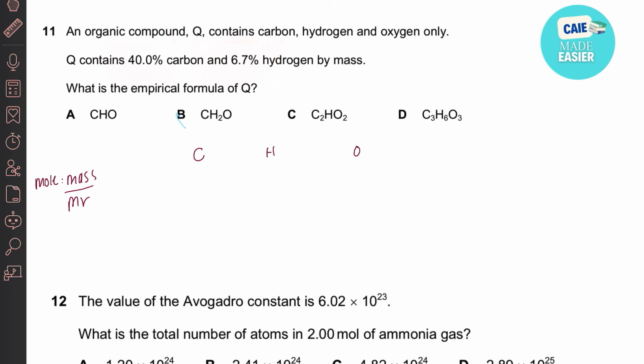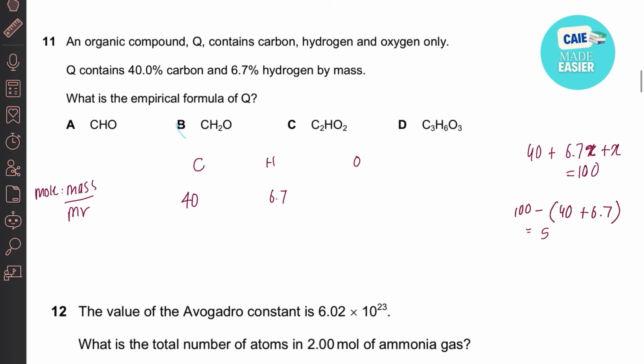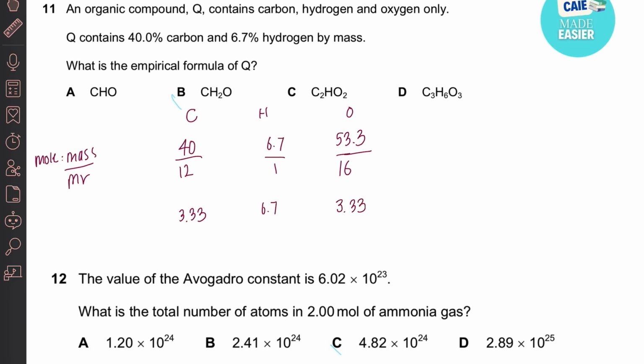This is going to be 40. Hydrogen is 6.7, and then in order to find oxygen, we're just going to subtract from 100. So basically 40 plus 6.7 plus x equals 100. We can just find the remaining one. Basically 100 minus (40 plus 6.7) is going to be 53.3. So 53.3 percent. Divide these by MR, 12, 1 and 16. Calculate this now. You'll get 3.33, 6.7 and 3.33.